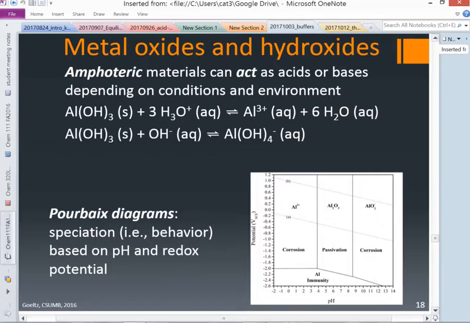What is it doing? What is Al(OH)3? How is it behaving in the first equilibrium that's written? As an acid or as a base? Somebody said. Well, what's it reacting with? Reacting with an acid, so it is acting as a base. Good.